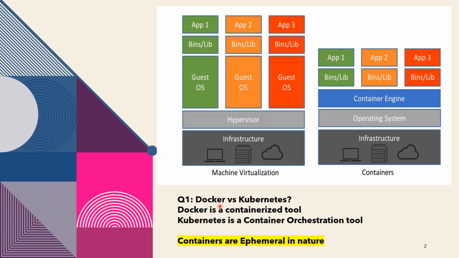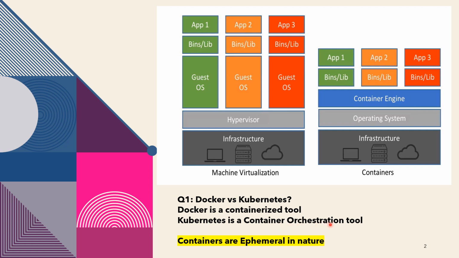Let's talk about Docker. What is Docker and what is Kubernetes? So Docker is a containerization tool, whereas Kubernetes is a container orchestration tool. Basically, how to manage the containers is done by Kubernetes. These definitions are bookish, right?